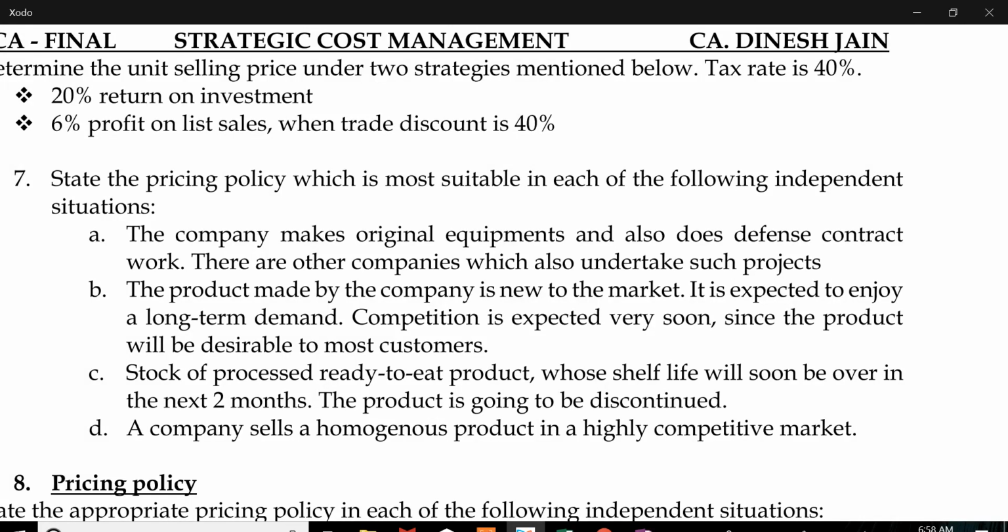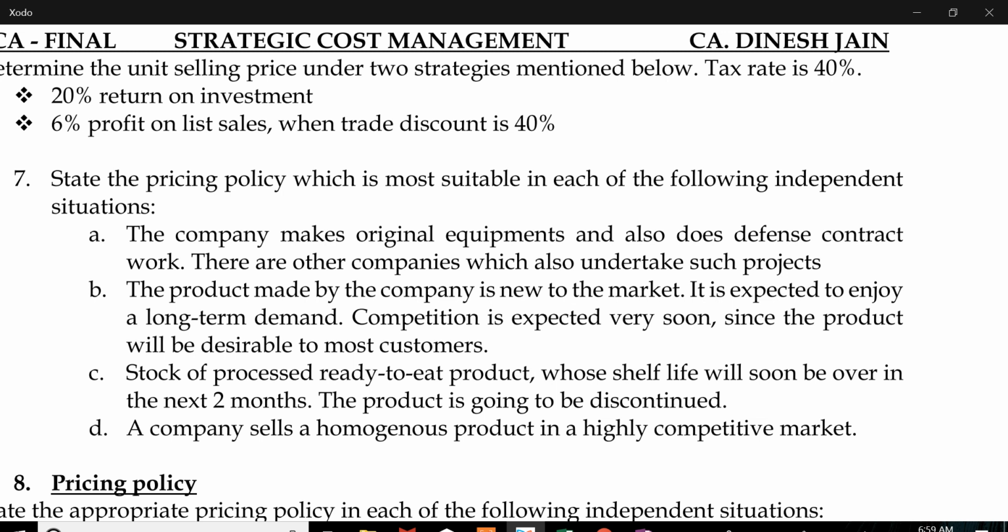Participate, whatever makes sense to you. Which ones? Whenever a product is new to the market, it's either skimming or penetration. So which one? Skimming. I also felt it to be skimming. I think the institute answer is penetration. I'll give the logic behind penetration also. But I think skimming makes more sense here, because there is no competition and the product is going to be desirable to most customers.